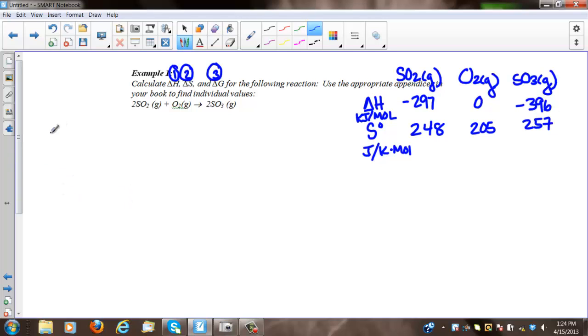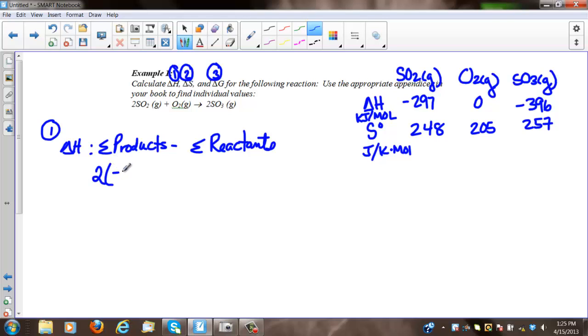Okay, so in 1, we are going to calculate delta H. We can calculate delta H by doing the sum of the products minus the sum of the reactants. So let's start with our equation. On the product side, we have SO3, which has a delta H of negative 396, and there's 2 of them. So we've got 2 times negative 396. And that's going to be minus my reactants.